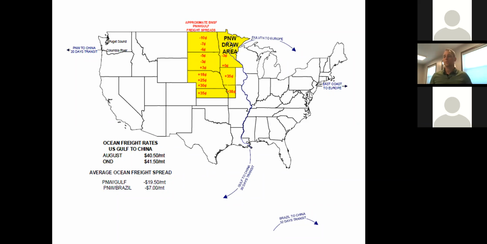When going to China, the PNW has about a 55-cent cheaper rate to China than the U.S. Gulf does. So that's why we see the majority of trade to China go out of the PNW. We also have a transit time of 20 days out of the PNW to China and 30 days out of the Gulf. When you compare that to Brazil, Brazil has a 32-day transit.